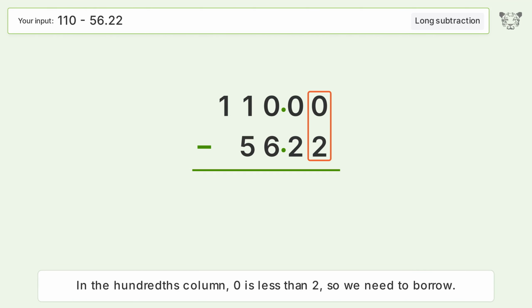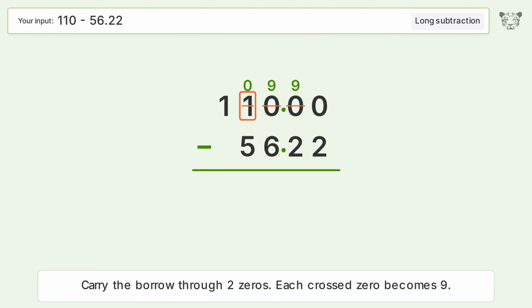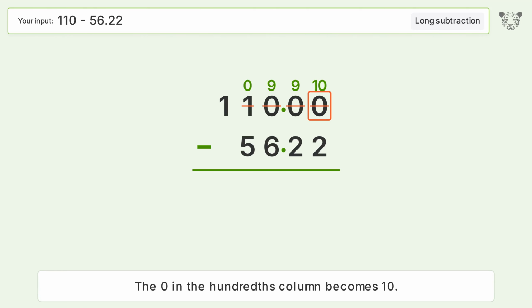In the hundredths column, 0 is less than 2, so we need to borrow. Borrow 1 from the tens column. 1 becomes 0. Carry the borrow through 2 zeros. Each cross 0 becomes 9. The 0 in the hundredths column becomes 10.